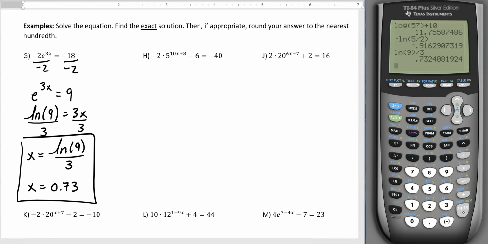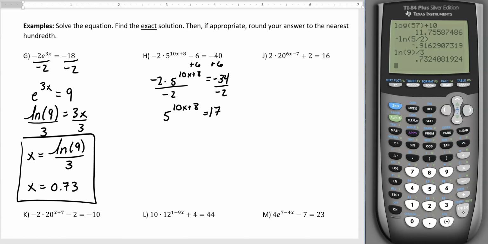Okay, let's go ahead and try letter H together. There's a lot of steps going on here. Let's go ahead and give it a shot, see how we do. So the first thing I'm going to do is add 6 to both sides. So I have negative 2 times 5 to the 10x plus 8 equals negative 34. Now, remember, we can't change our base. Our base is 5, so we can't do this negative 2 times 5. We have to undo it. So I'm going to divide both sides by negative 2. When I do that, I get 5 to the 10x plus 8 equals 17.